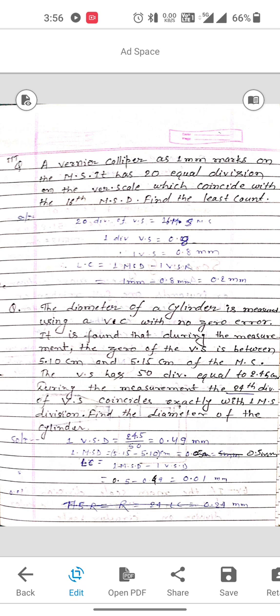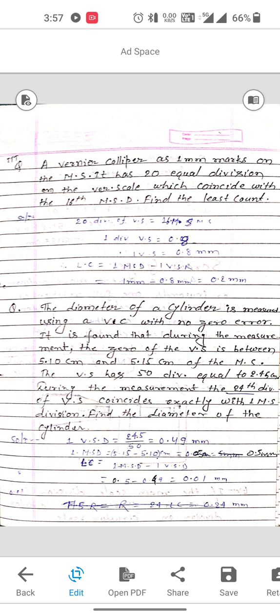The diameter of the cylinder is measured using a vernier caliper with no zero error. It is found that during the measurement, the zero of the vernier scale is between 5.1 cm and 5.15 cm of the main scale. The vernier scale has 50 divisions equal to 2.45 cm. During the measurement, the 24th division of the vernier scale coincides. Find the diameter. One vernier scale division equals 2.45 by 50, that is 0.049 cm, which is 0.49 mm.